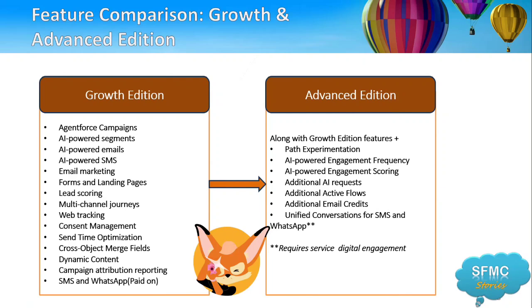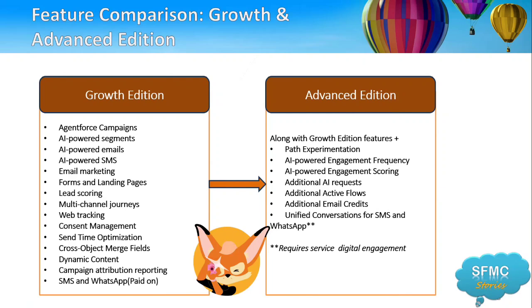You also need to have Service Digital Engagement, which we will discuss in future sessions: what it is and how to make use of it. To make use of this unified conversation for SMS and WhatsApp, you need Service Digital Engagement, not for any other features here. On the left-hand side for Growth Edition, you can see SMS and WhatsApp is a paid add-on feature, which is not available by default. By default, you get access to email, not SMS and WhatsApp.